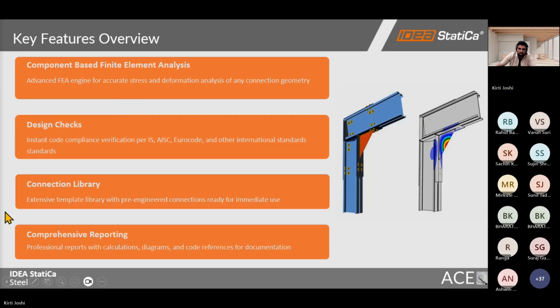Another important feature is the connection library, as you can see, which provides ready-to-use templates for many of your connection types. This can definitely save a significant amount of your modeling time. In addition, it generates the detailed report as per the code provisions. The results can be useful for documentation, design review, and whether you want to communicate with the client or the approval authorities. We'll see this in our demonstration part, like how you can generate the report as we move forward in this webinar.